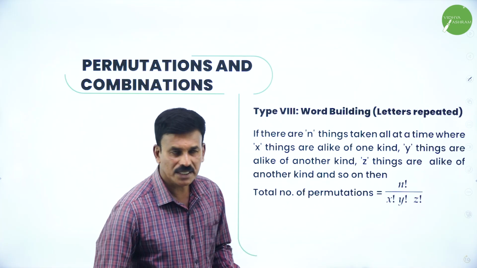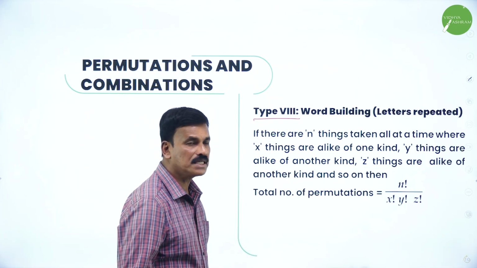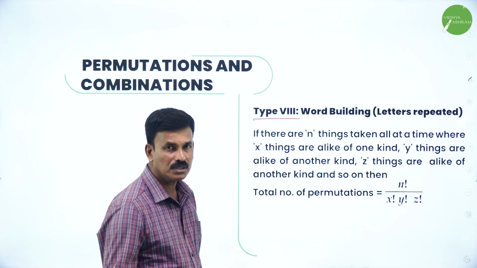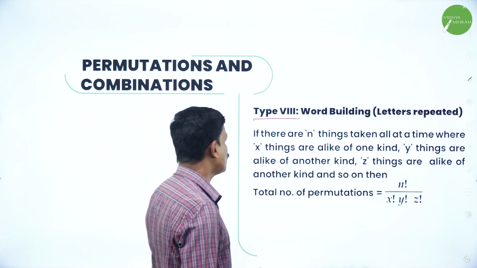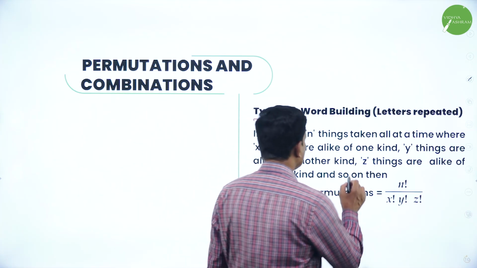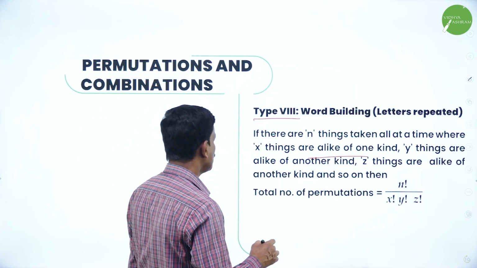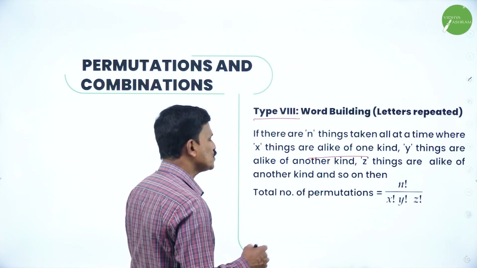Now let's move on to case number 8. Word building, that is letters repeated. If the letters are repeated, this is also a very important problem for 3 marks. Now if there are n things taken all at a time where x things are alike of one kind, y things are alike of another kind and z things are alike of another kind and so on.